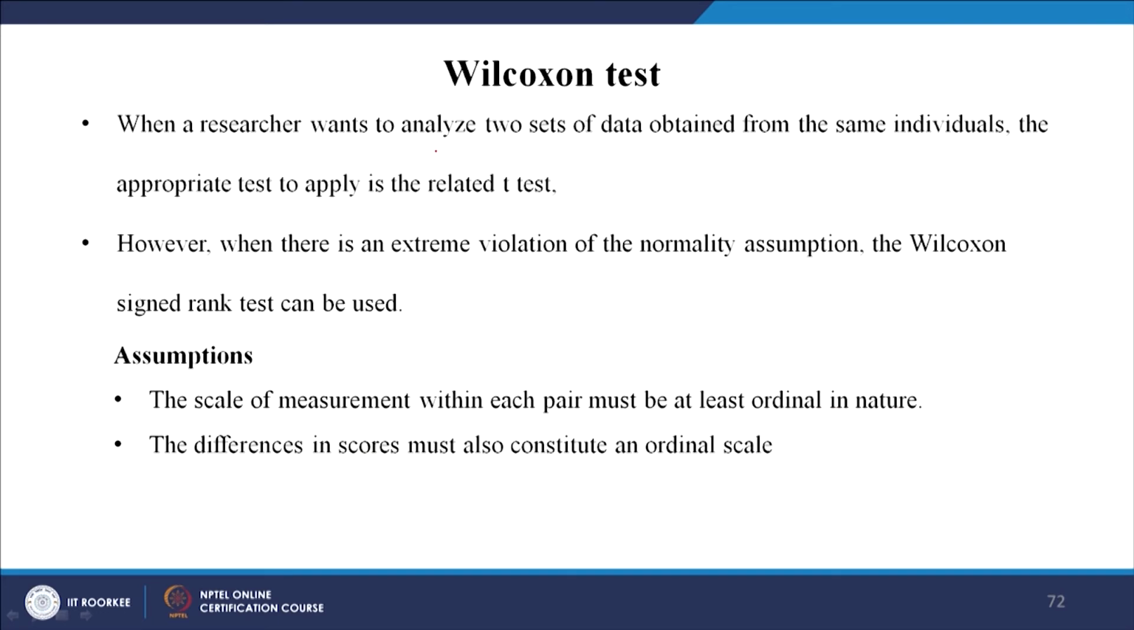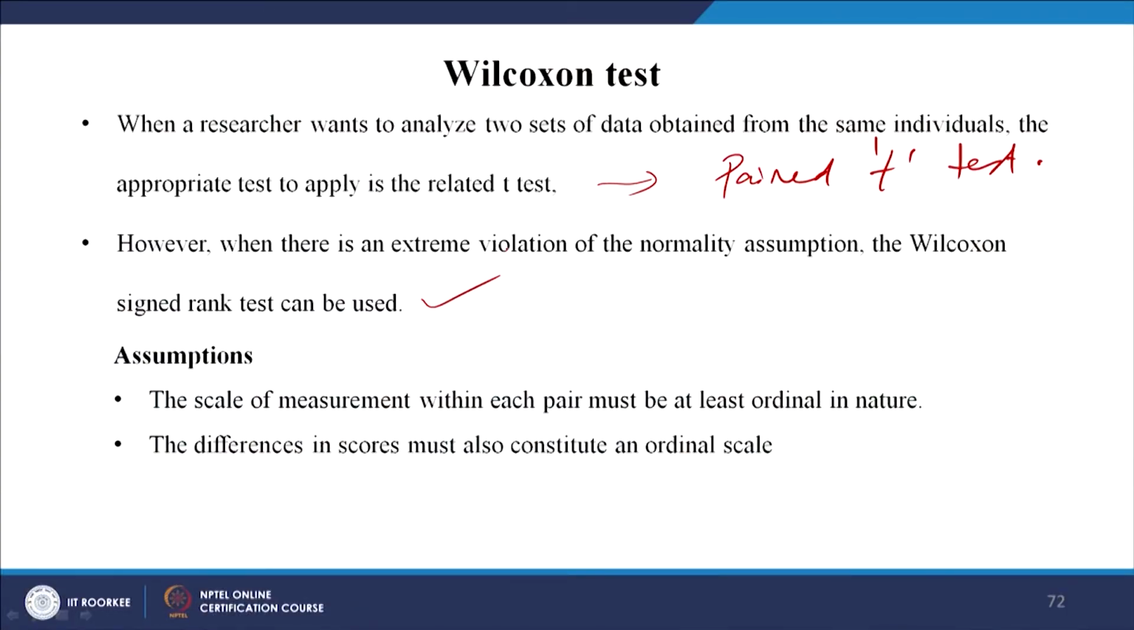So, when a researcher wants to analyze two sets of data obtained from the same individuals, the appropriate test to apply is a related t test, like a paired sample t test. For example, the case of blood pressure, or when you check the efficacy of a food habit for people who are exercising: if they take more protein, what happens to their stamina or something.